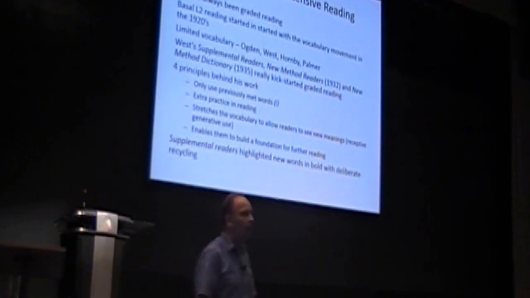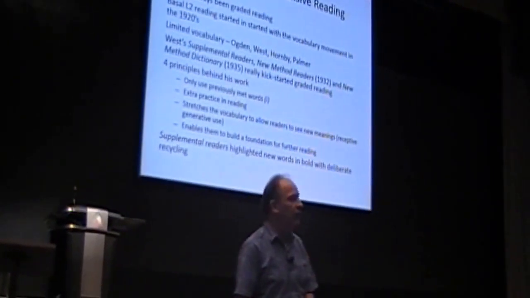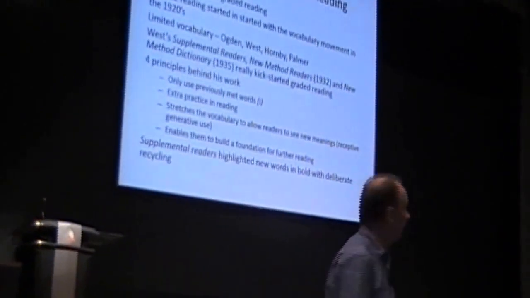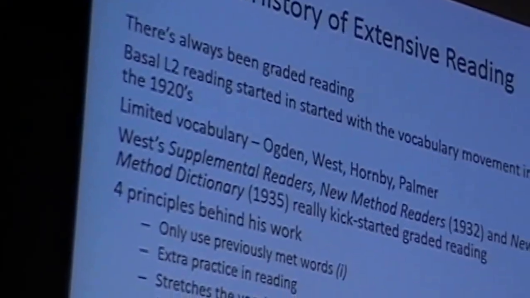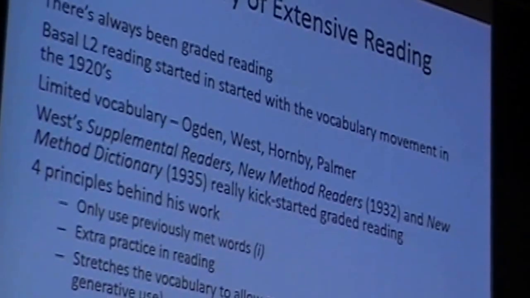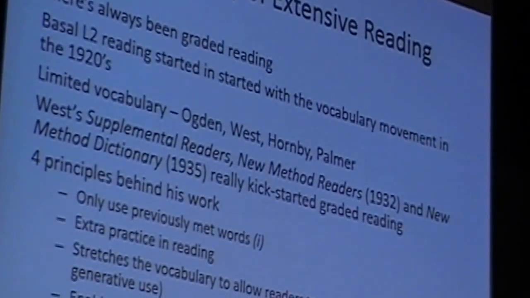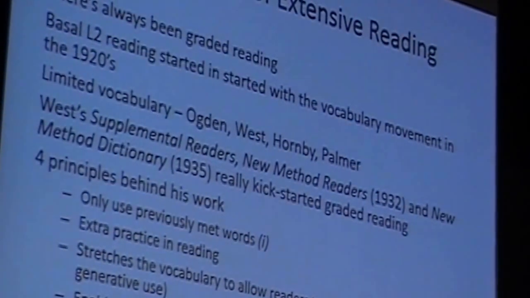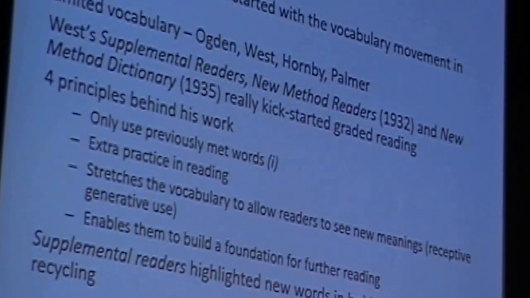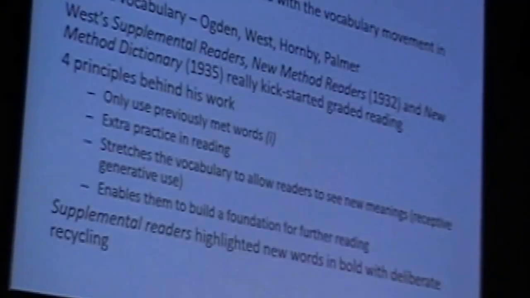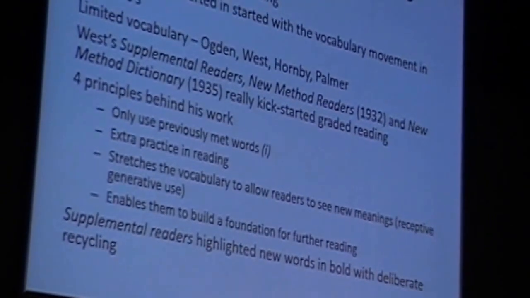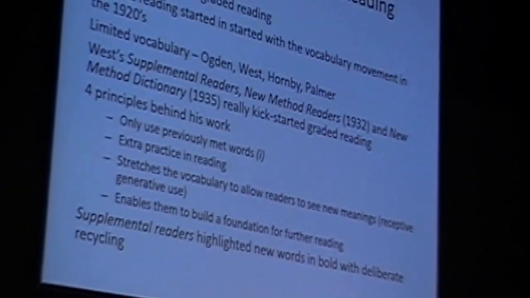It's been going for a long, long time. Some of the early graded readers, about 100 years ago, were written by very, very famous people in the past. Michael West, for example, was doing a lot of readers in the 1930s. They tended to be written with a limited vocabulary, by people called Ogden, West, Hornby, Palmer, who were famous mostly in Asia. They spent a lot of time trying to write materials that were comprehensible to students.